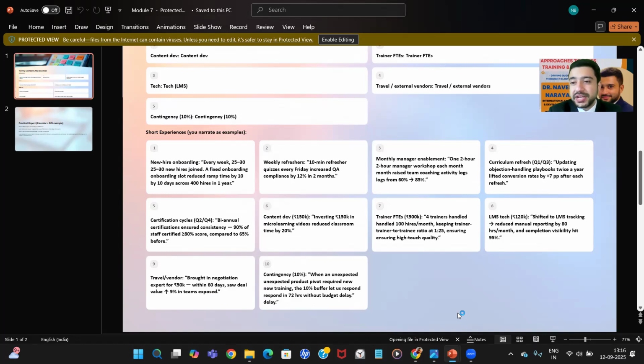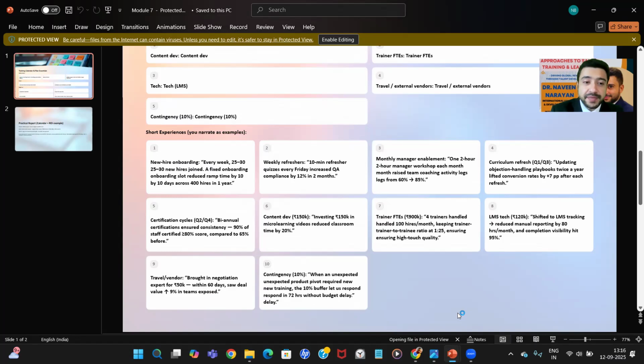Then the curriculum refresh, updating the objection handling sessions. As new objections occur, we used to note every objection and come up with a new solution. We also develop the competitor analysis playbook every single day. We keep writing and documenting, so that we can make new updates when required. Because of which, as I told you, there was a 7 percentage point increase with this curriculum refresher training itself.